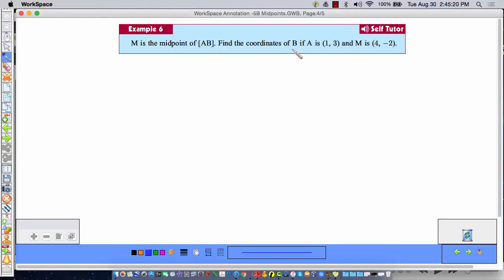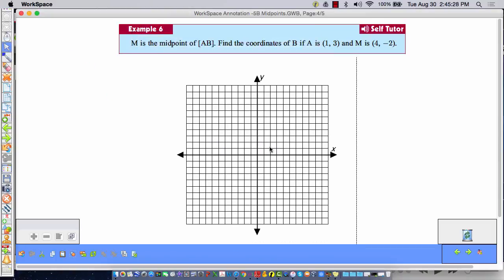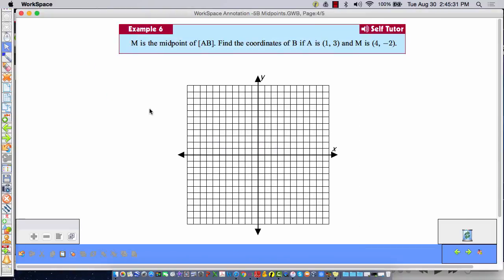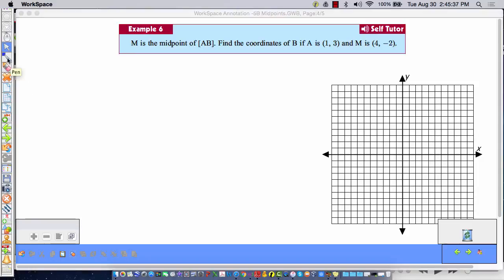Find the coordinates of B if A is (1, 3) and M is (4, -2). You don't have to have a perfect graph like this to do this question. There's 2 ways to tackle it: graphically and with the formula.